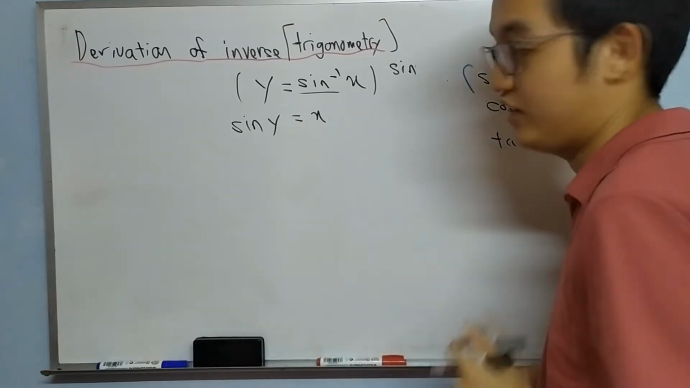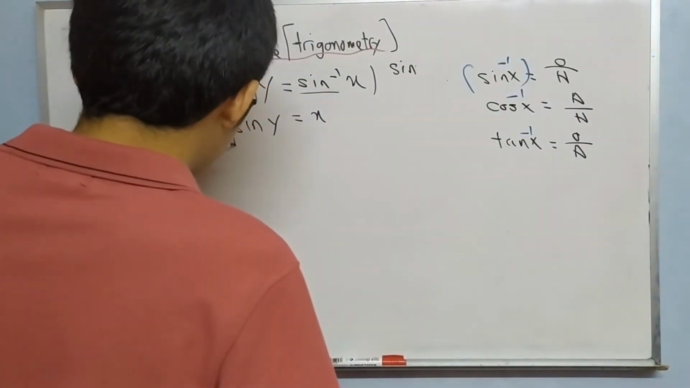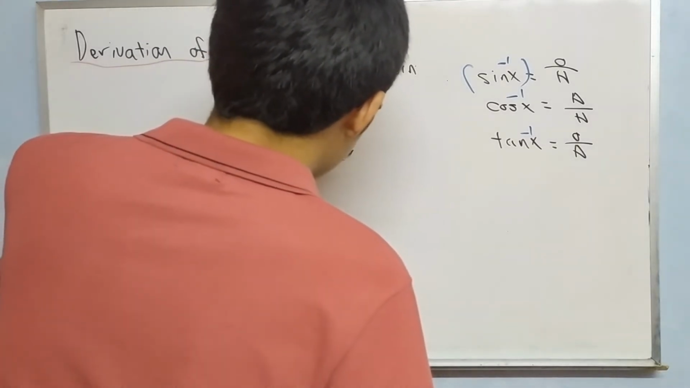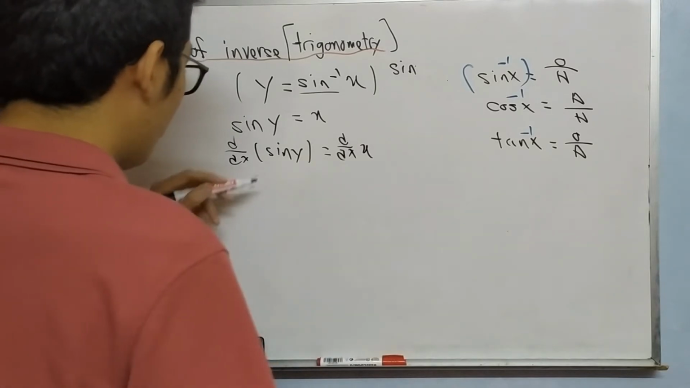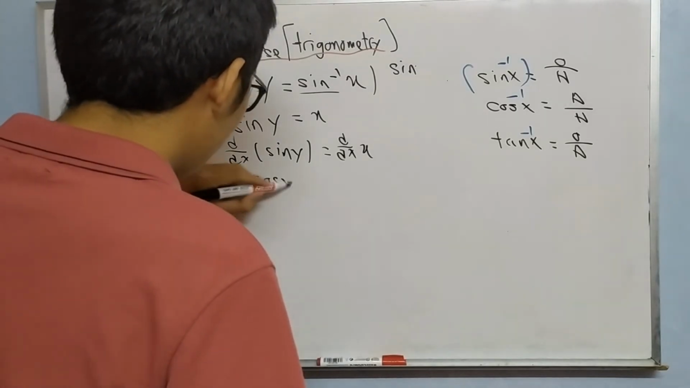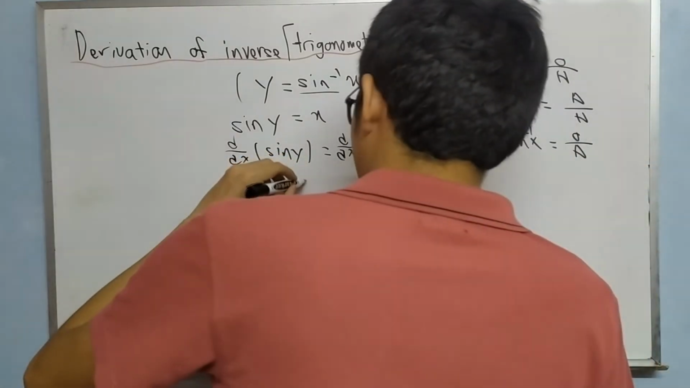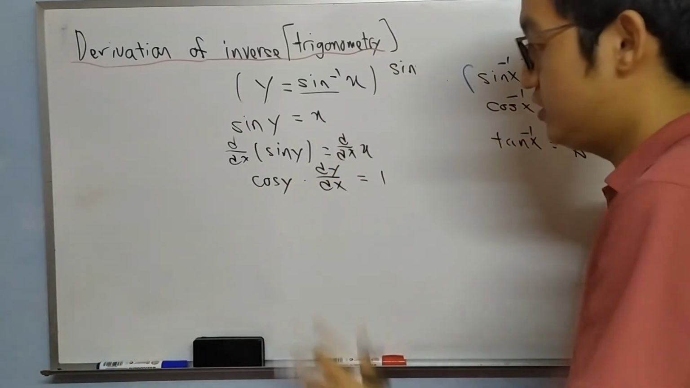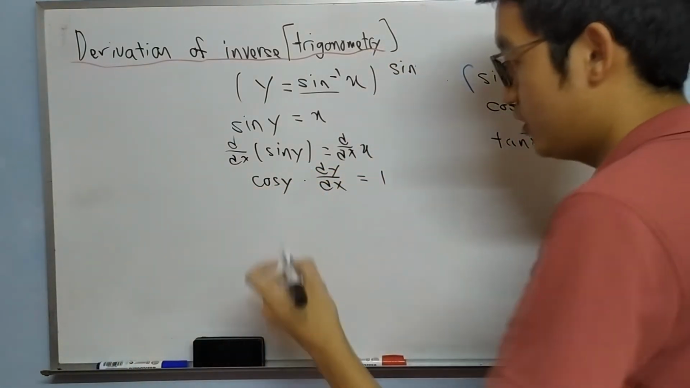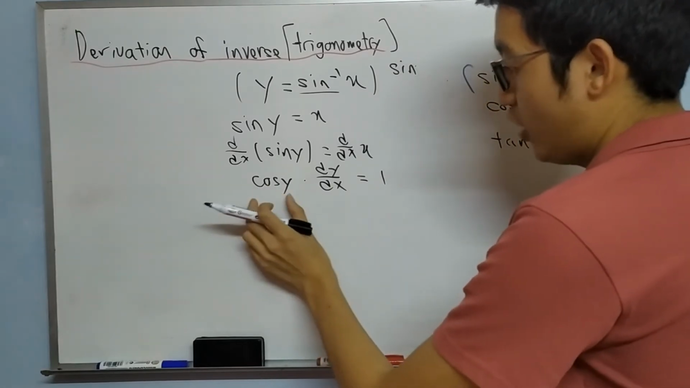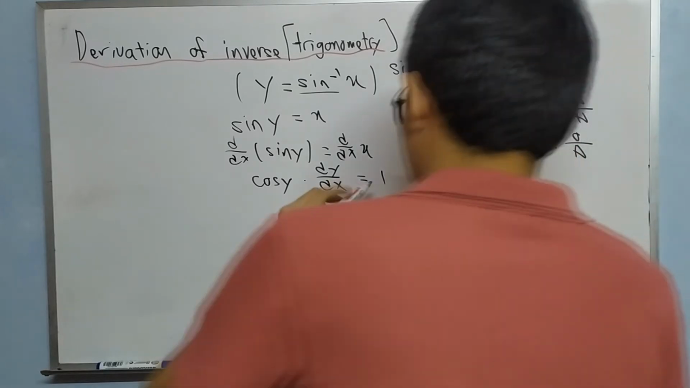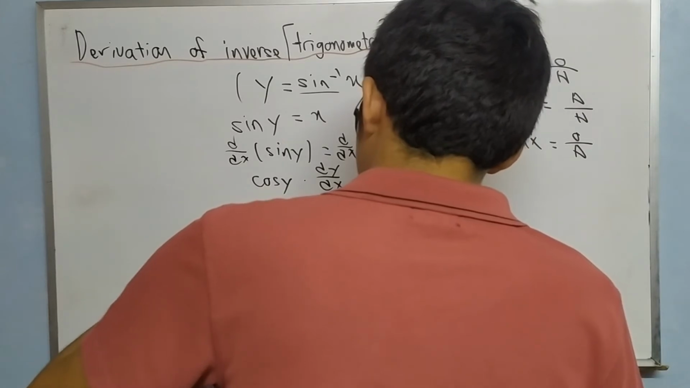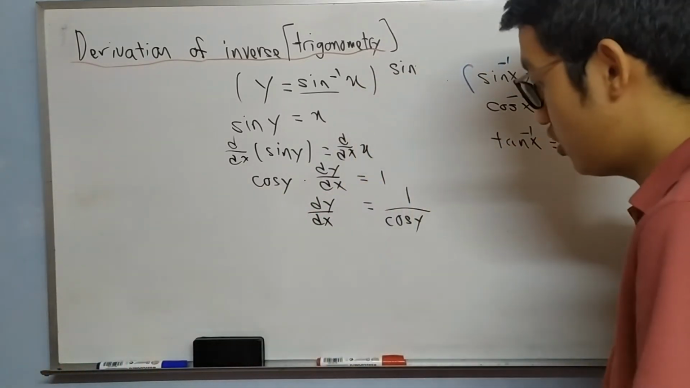Now we differentiate it. Differentiate this and differentiate x: d over dx of sine y and d over dx of x. Differentiating sine y, we will get cos y, but don't forget to multiply by dy over dx. The right side is 1. Our objective is dy over dx, so we should eliminate cos y. So dy over dx is 1 over cos y.